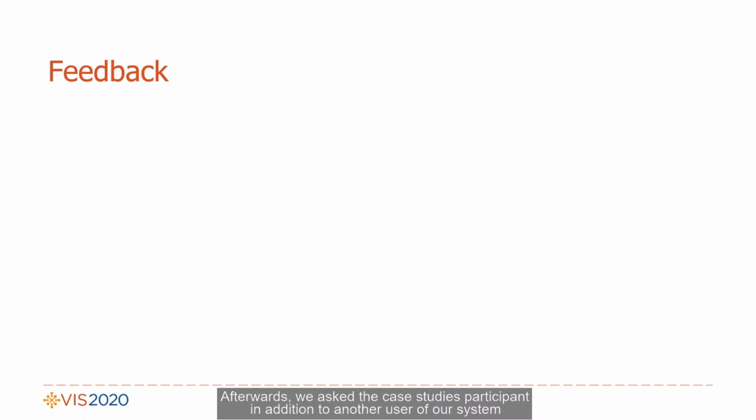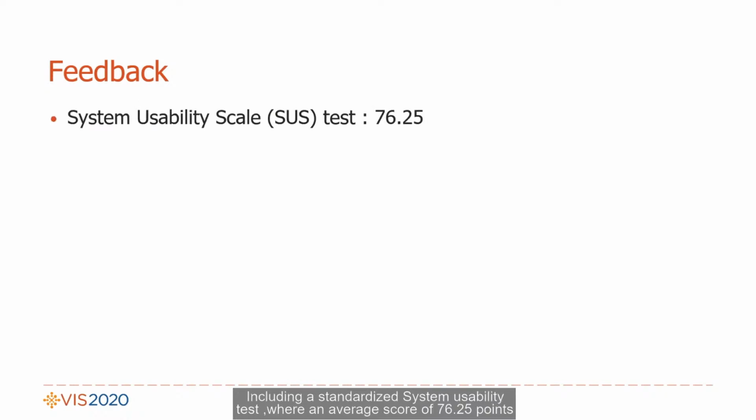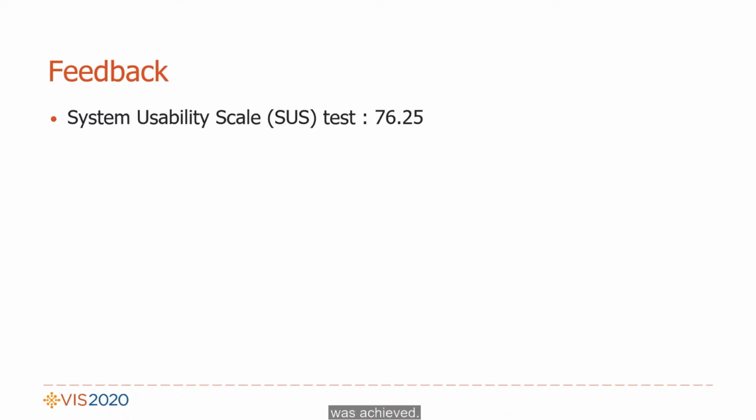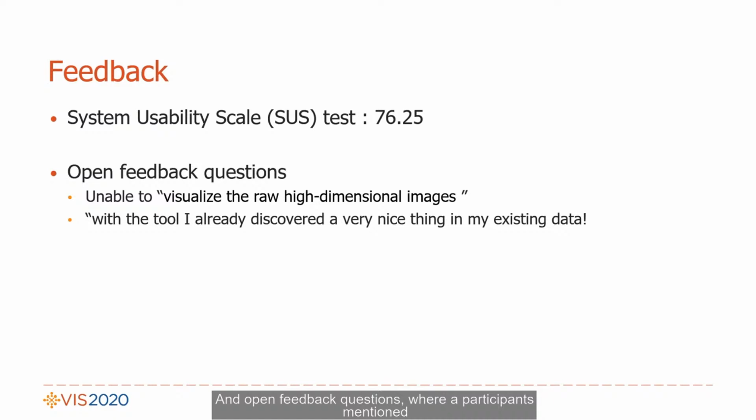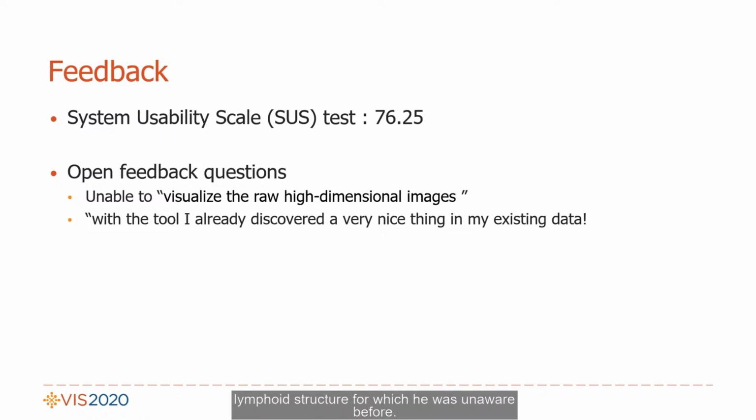Afterwards, we asked the case study participants, in addition to another user of our system, to complete a questionnaire, including a standardized system usability test where an average score of 76.25 points was achieved, and open feedback questions where a participant mentioned that they missed the functionality to simultaneously visualize all the raw high-dimensional images, and the sarcoma case participant expressed his satisfaction at discovering a tertiary lymphoid structure of which he was unaware before. Full details of this study can be found in our paper.